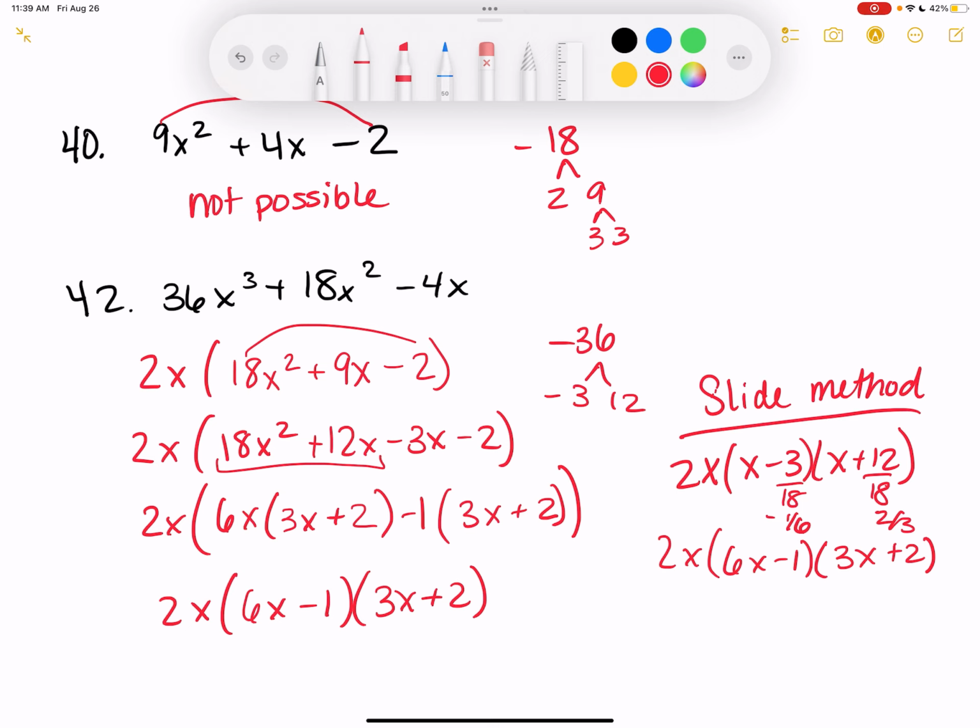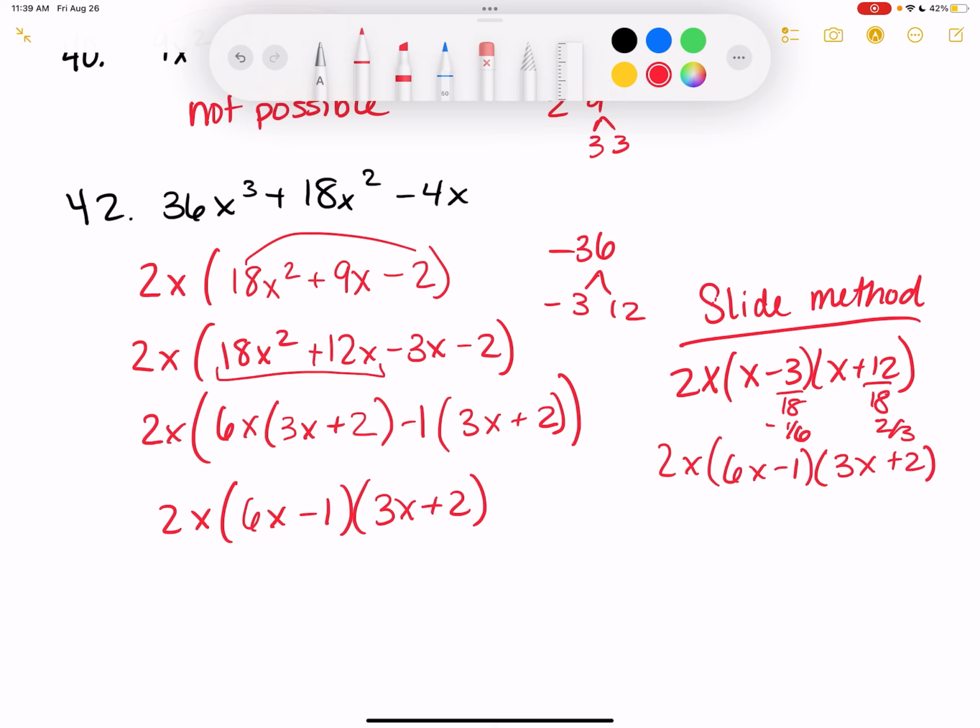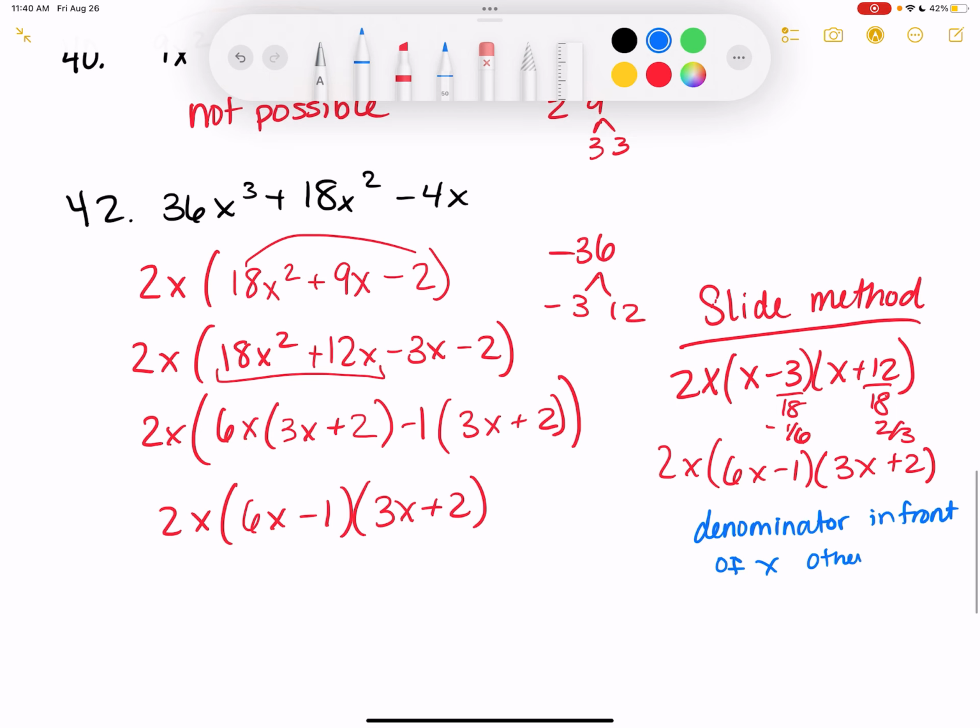Mix it up. I have genuinely never seen that method before, and when you were saying it, I was very confused. But seeing it, I get it. So the denominator goes in front of the x, the other number stays. Okay, hold on. I'm going to write that down because I'm going to forget. Denominator, front of x, numerator stays.